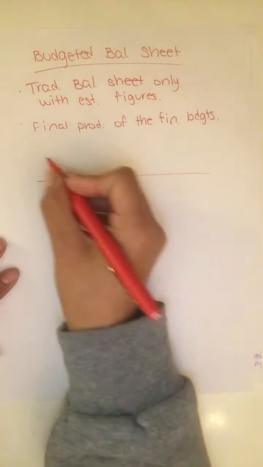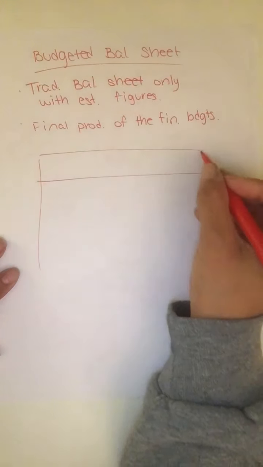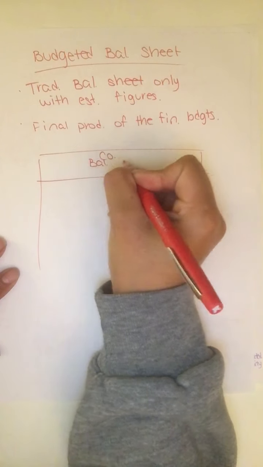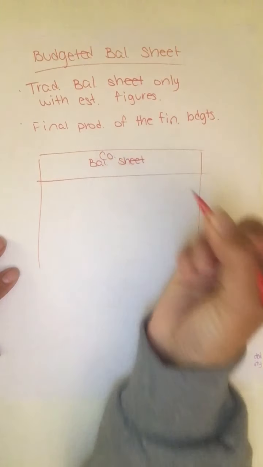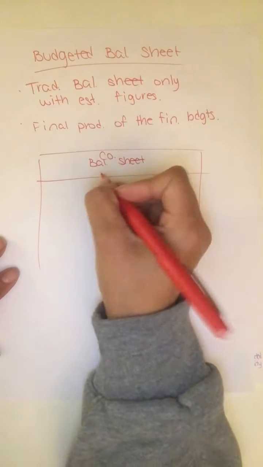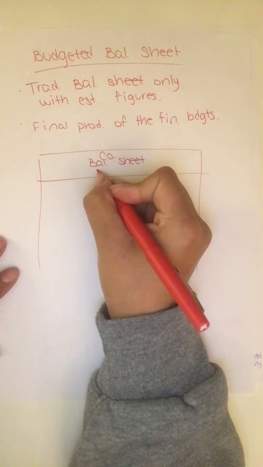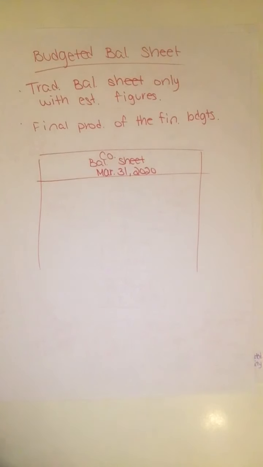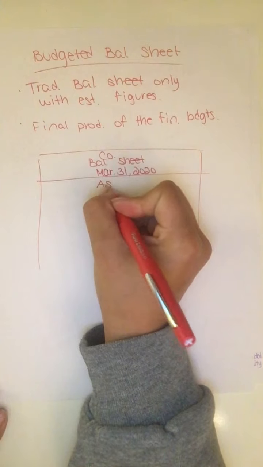We said it's also the final product of the financial budgets, and let's go ahead and look at that format that we're going to have. Company name, balance sheet, and it's a point in time as we remember. So let's say it was for the quarter, so it would be March 31st, and we'll say 2020. Even though I know it's in the past now. It's not in the future anymore. I know.